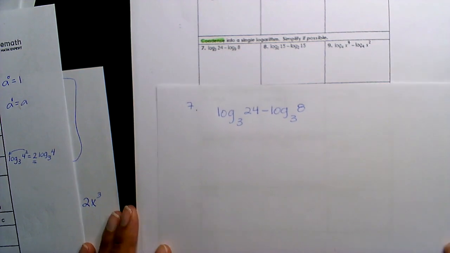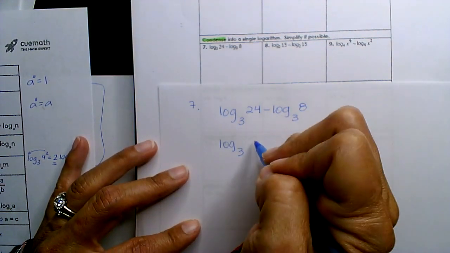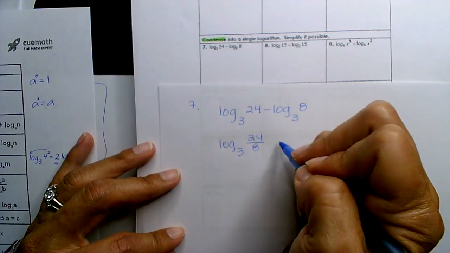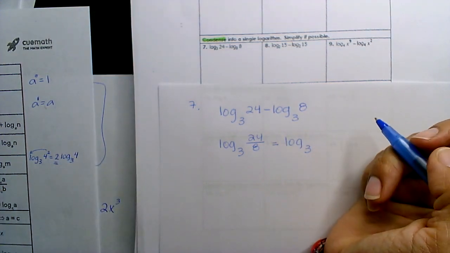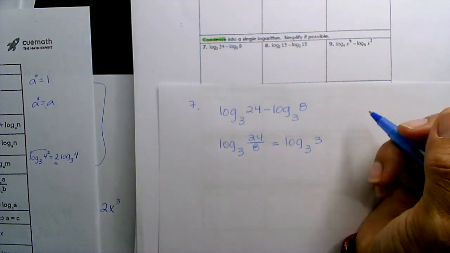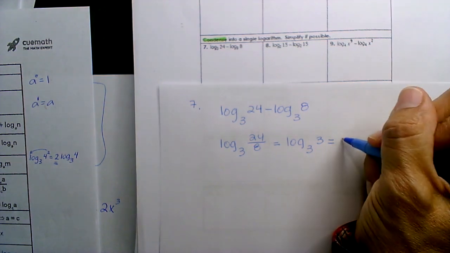And then of course, simplify, reduce, right, if you can. So this is log base 3, 24 over 8, and that gives me 3, right? Isn't 8 go to 24 3 times? Okay, if I wanted you guys to solve it completely, what would that be equal to? What's log base 3 of 3? What'd you say? 1, right?